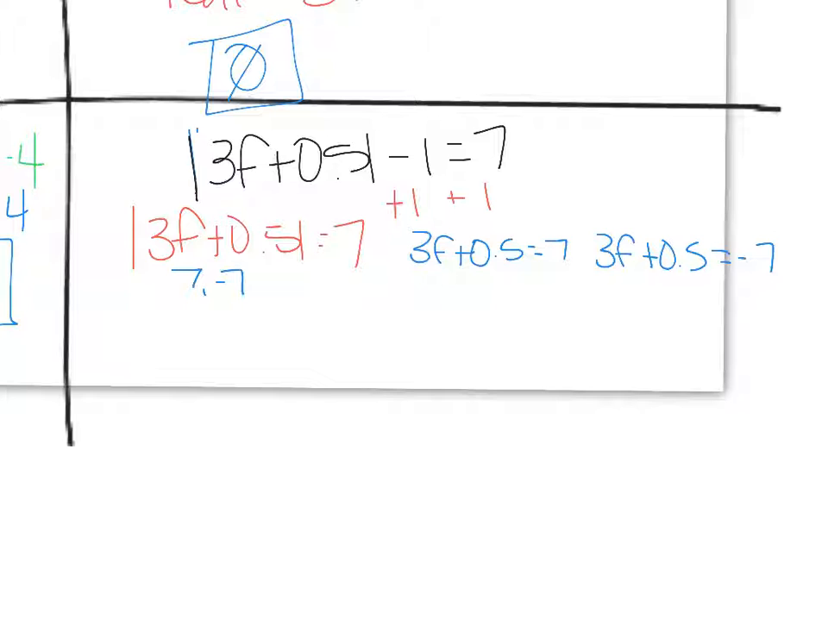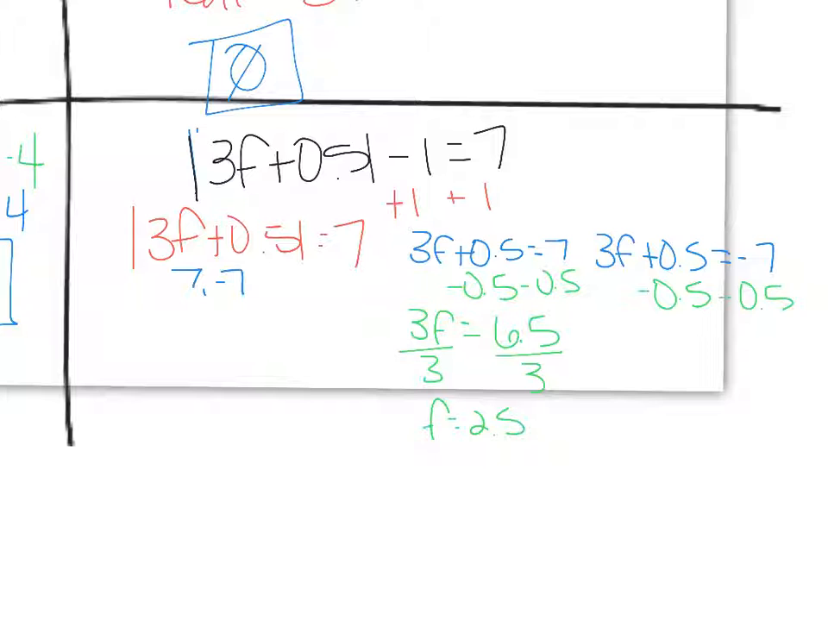Now I have a two-step equation. Doesn't matter, you do it the same way. Subtract 0.5 from both sides, so I'd have 3f equals 6.5. Divide both sides by 3, which should give me 2.5. And on the right-hand equation, if I subtract 0.5 from both sides, we'd have 3f equals negative 7.5. Divide both sides by 3, and if you punch that in your calculator, it should give you negative 2.83, and that 3's going to repeat.